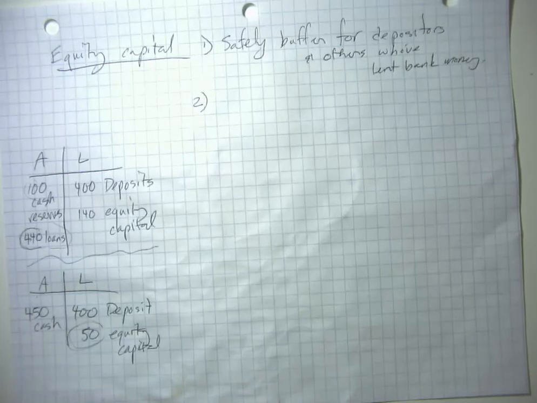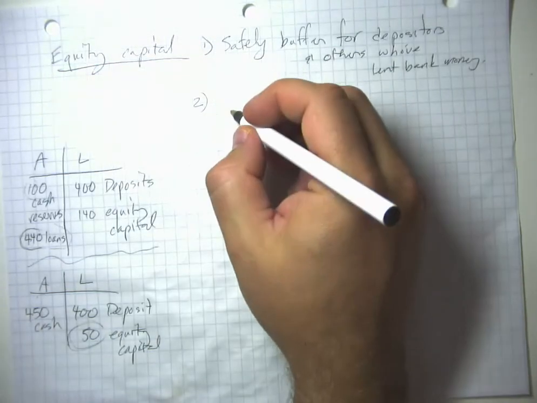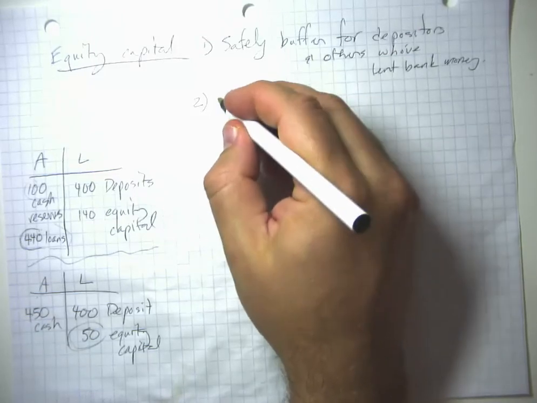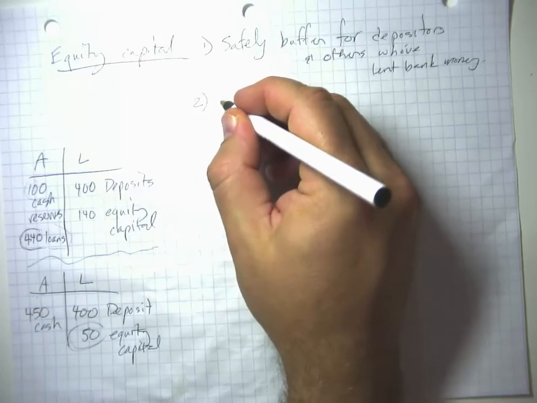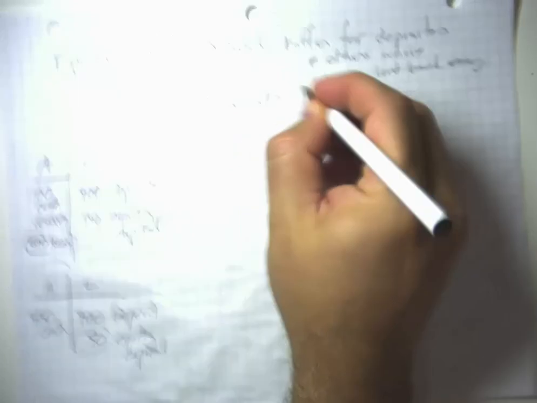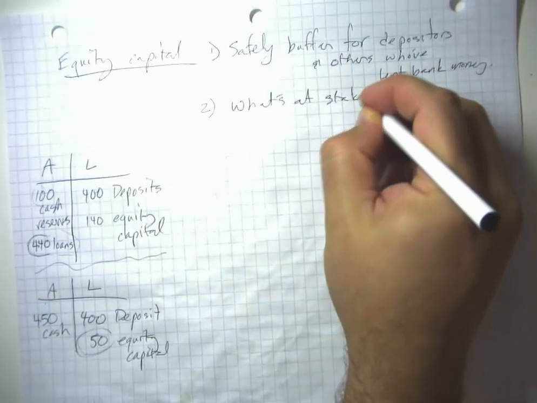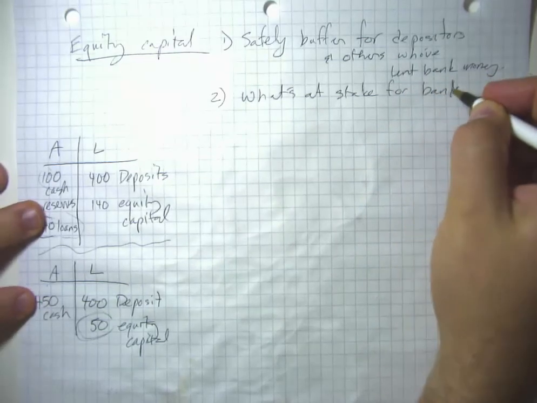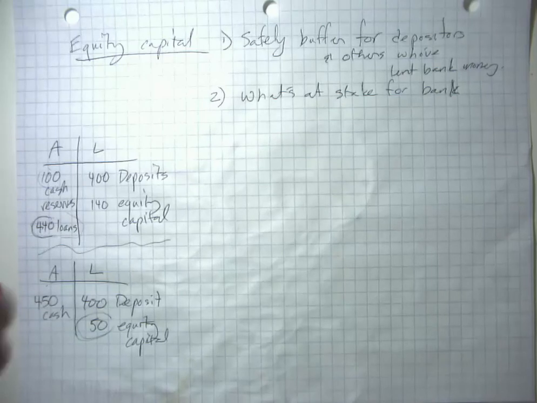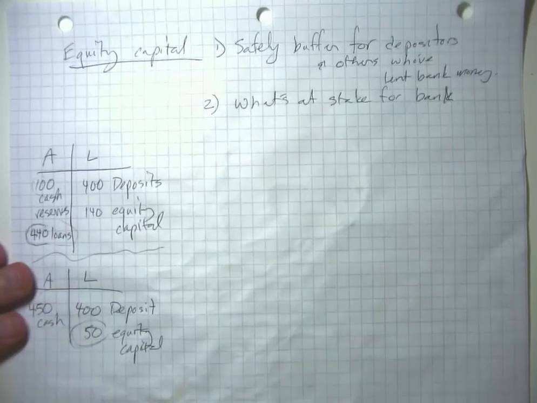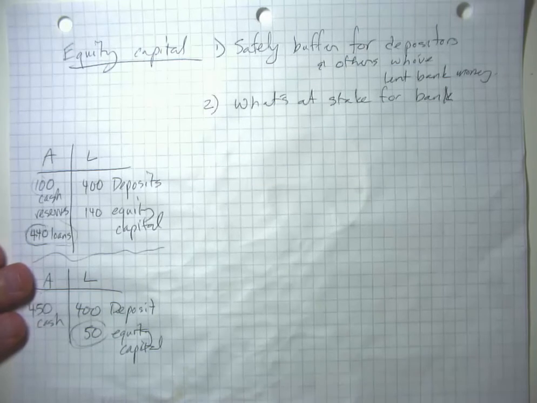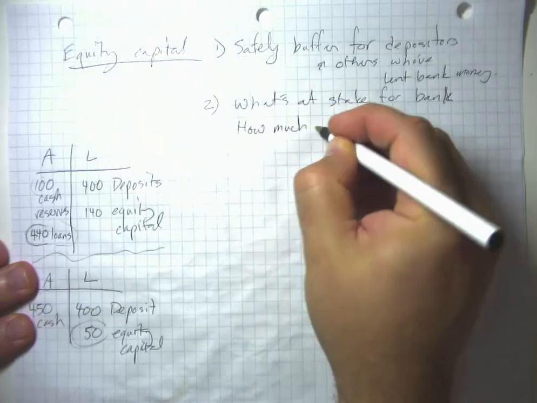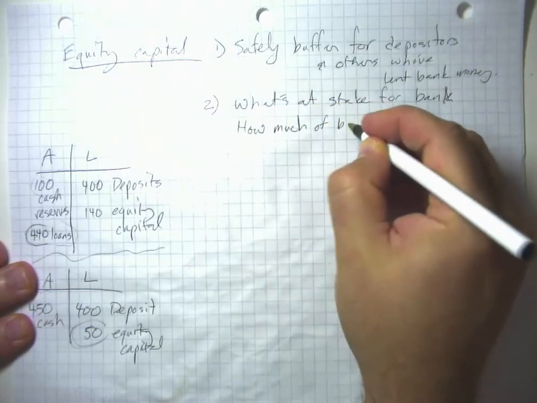A little bit trickier is that because any losses come out of equity capital before they affect the depositors, equity capital is basically what's at stake for the bank. Or if you borrow money to buy a house, your down payment is what's at stake for you. That's how much money you've put down and how much of the bank's money is at risk.